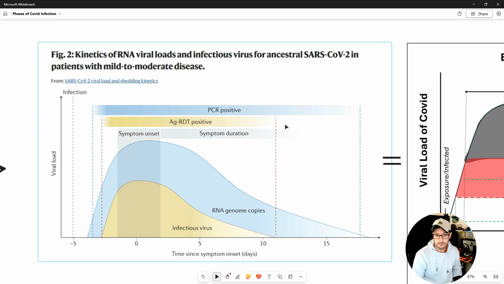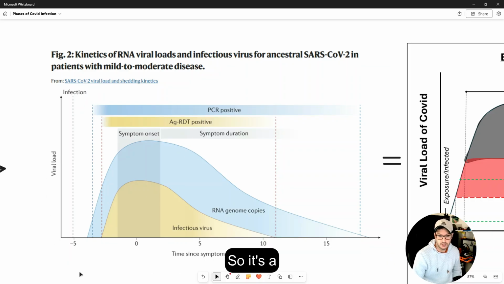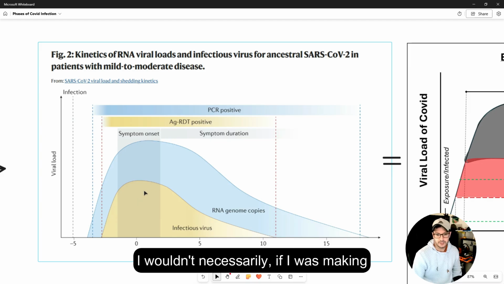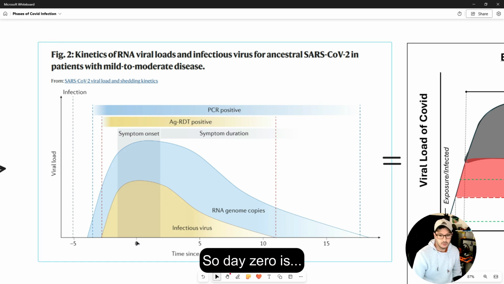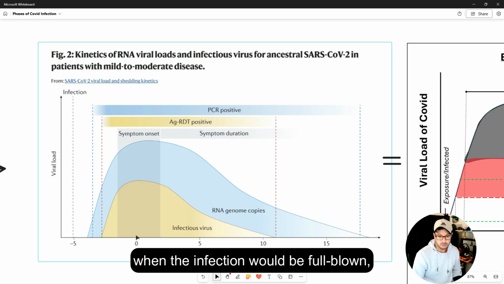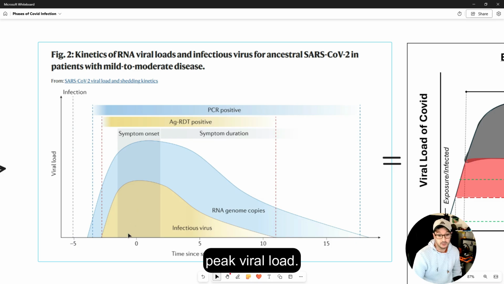This is what it actually represents. Everything after 2022, this curving has changed, but we'll do a quick brief overview. It's a little confusing. I wouldn't necessarily, if I was making this chart, do it this way, but it's still good information. So day 0 is when the infection would be full blown, when they're considering it peak viral load.